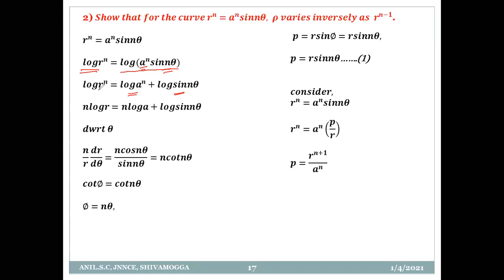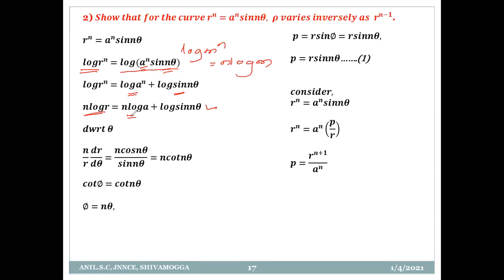And log r power n takes the form n log r, because log m power n is n log m. That is a known result. Therefore, log r power n is n log r. This is equal to, for the same reason, n log a plus log sine n theta. We keep it as this.